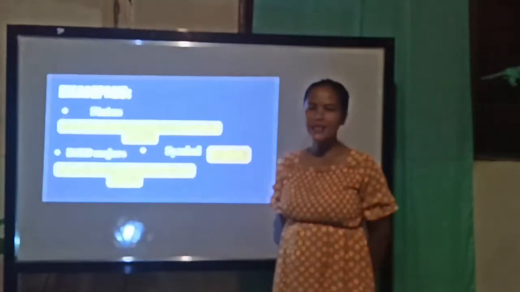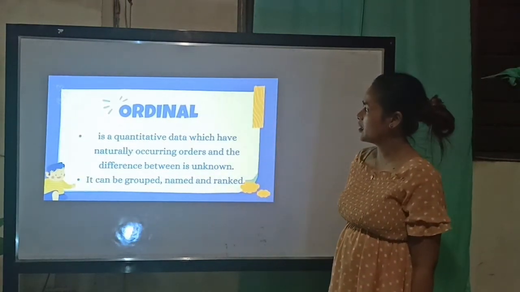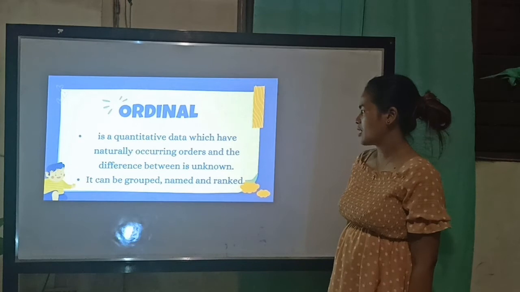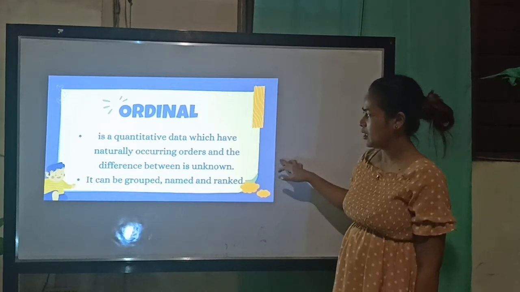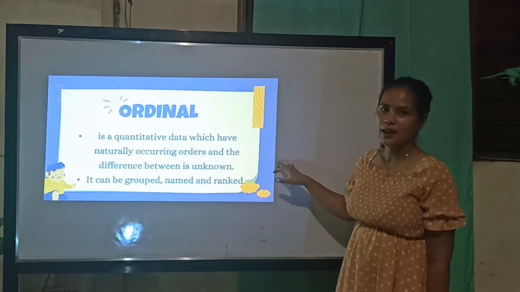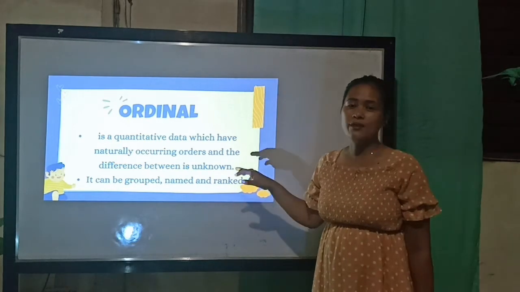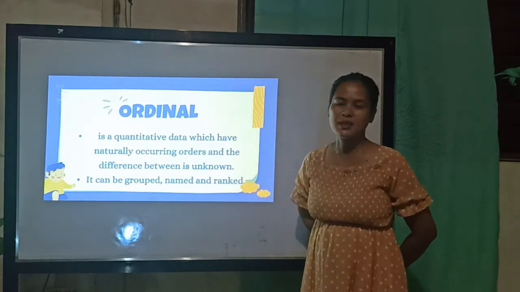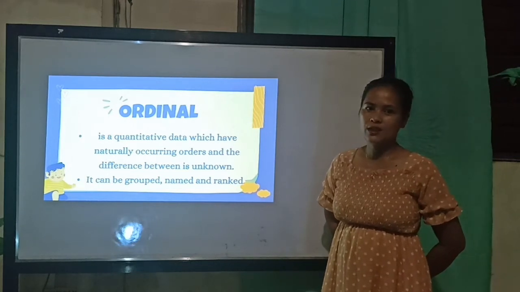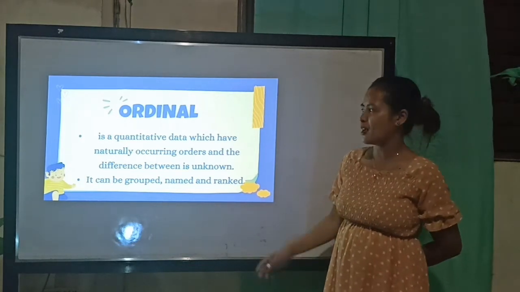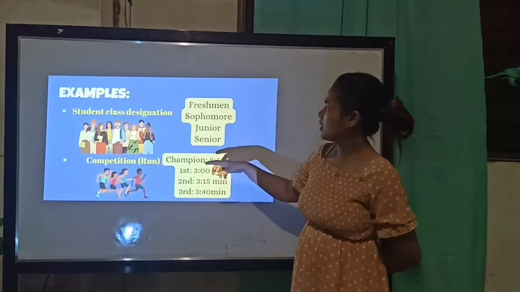And that is the example of the nominal level. The second level of measurement is the ordinal. When we say ordinal, it is quantitative data which has naturally occurring orders and the difference between them is unknown. It can be grouped, named, and ranked. The ordinal scale is a variable measurement scale used to simply depict the order of a variable and not the difference between each of the variables. So let's say, for example, student class designation.